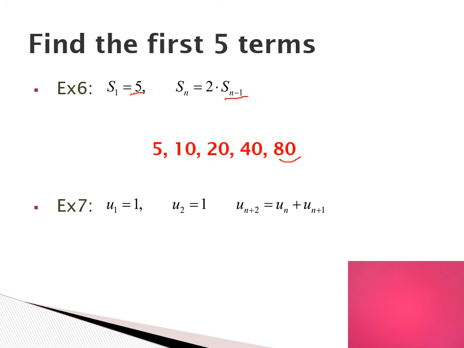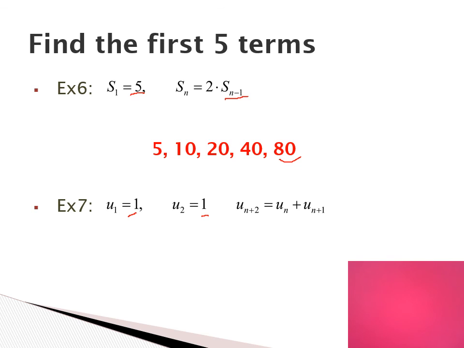All right, example number 7. First term is 1, second term is 1, and they want you to write u sub n plus 2 equals u sub n plus u sub n plus 1. So this is just a different notation of saying one number plus the number in front of it, of n and n plus 1.